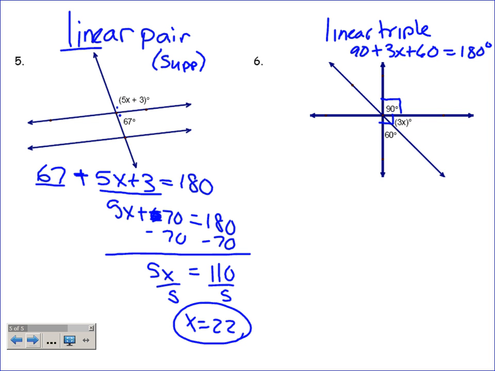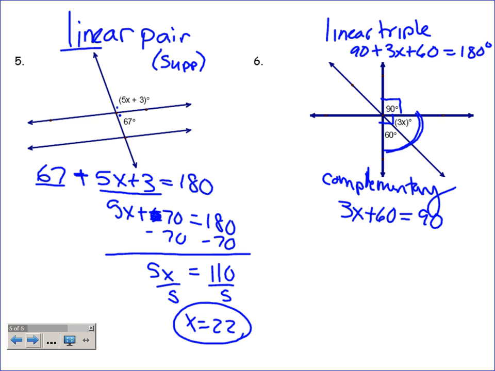Another way is to look at just these two angles right here and say, hey, those two are complementary angles. And then you would just say 3x plus 60 equals 90. Either way, you're going to get the right answer. You just got to make sure that you know what's going on. Technically, since it says to identify the relationship between the given angles, I'd probably lean closer to this one being the right answer because it gave you 3 angles.